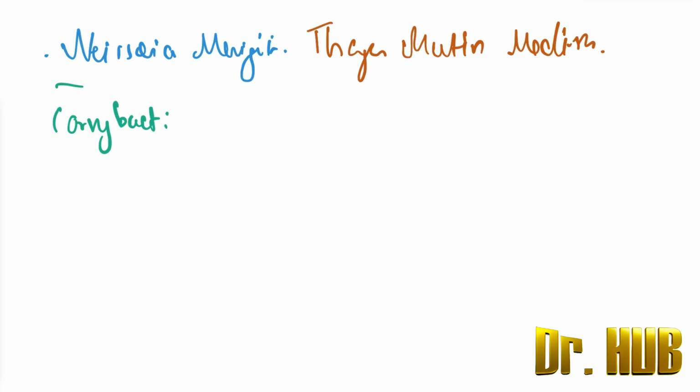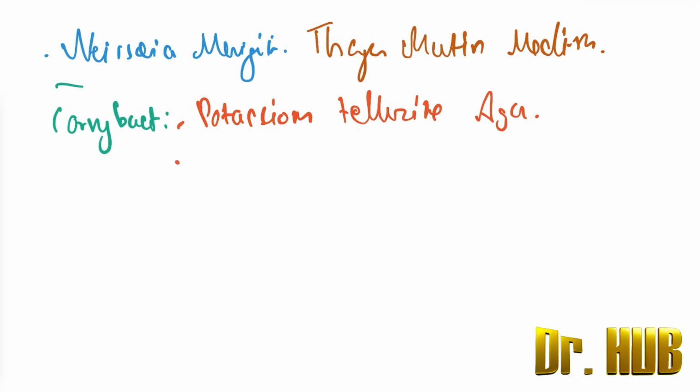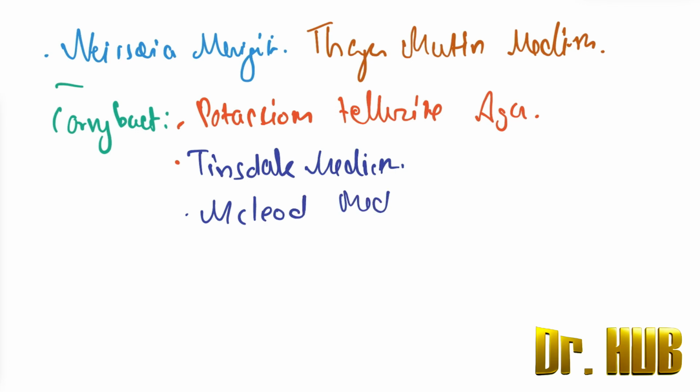And what about the Corynebacterium? In terms of Corynebacterium, there is potassium tellurite agar, then the Tinsdale medium, as well as the McLeod's medium. So for Corynebacterium there are many: potassium tellurite agar, the Tinsdale medium, as well as the McLeod's medium.